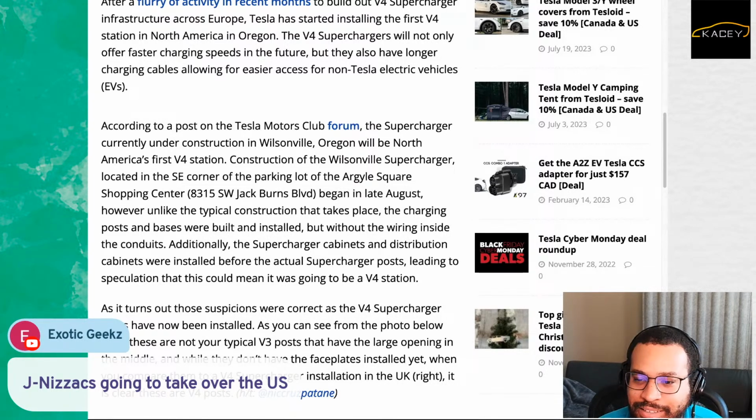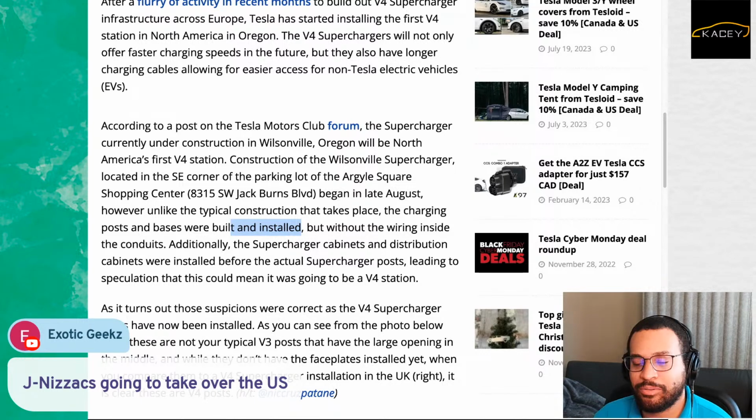Let's see. It's in Wilsonville, Oregon, in the southeast corner of the parking lot of the Argyle Square Shopping Center, 8315 Southwest Jack Burns Boulevard. It began in late August, and unlike the typical construction that takes place, the charging posts and bases were built and installed. So basically, what they're saying is these weren't prefabs. They were kind of old school, custom built on site without the wiring inside the conduits.